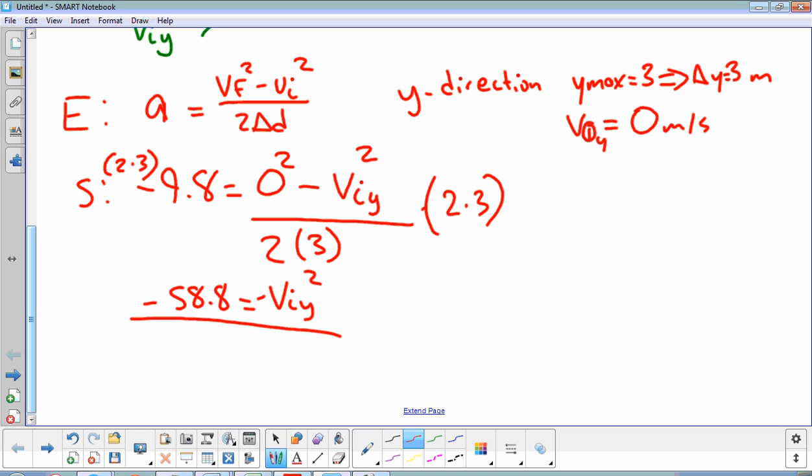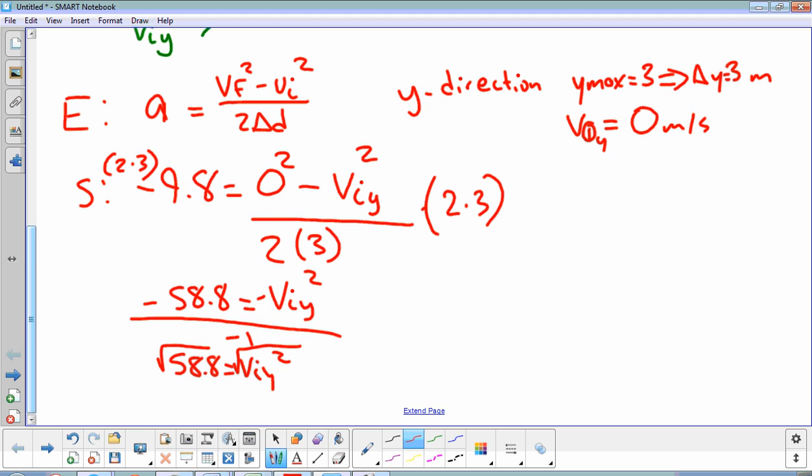Well, I need to divide by a -1 because taking square roots of negative numbers is bad, right? So now I have 58.8 is equal to VIY squared. I had a -1 multiplying both, and I wanted VIY by itself, right? Okay. So now I'm going to take the square root of both sides.